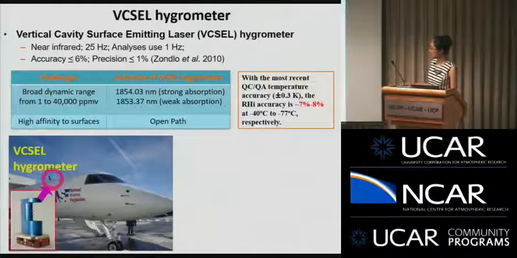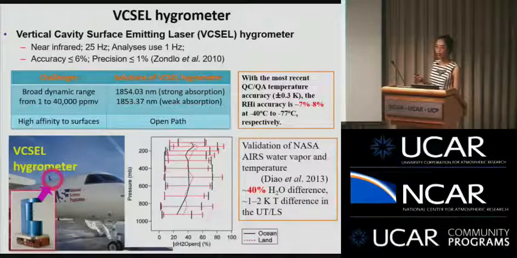And it also has an open path system, as shown here. This blue fin is what is hanging outside of the Gulfstream 5 aircraft. And here are the optical paths between the upper and lower mirror. You don't have issues of water vapor sticking to the closed path inside wall because this is an open path design. And with the most recent QC/QA temperature data, we can actually achieve about 7% to 8% uncertainty in relative humidity for the whole temperature range we measured in the NSF G5 campaigns.